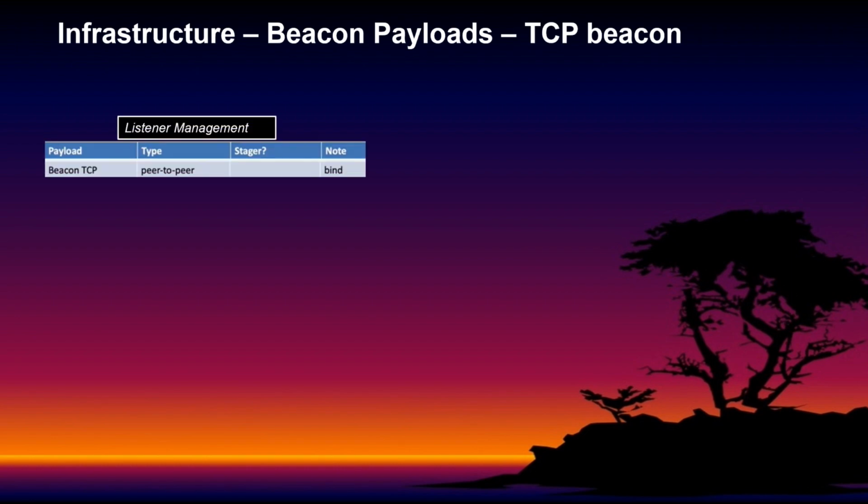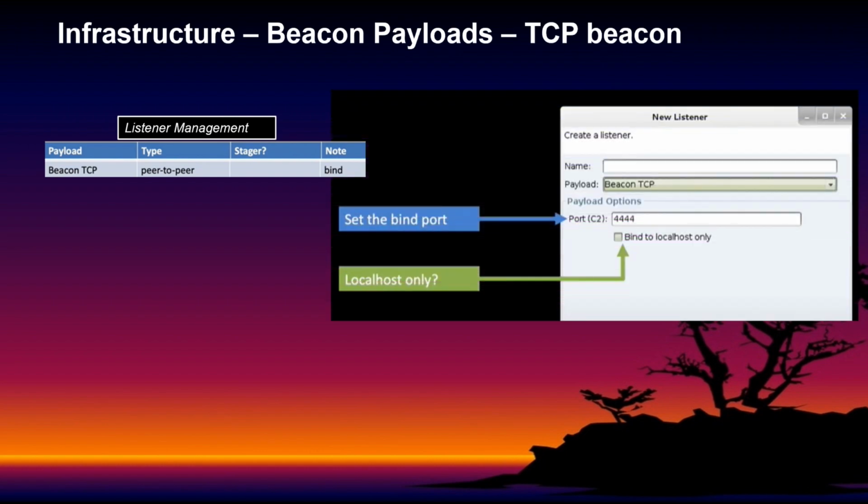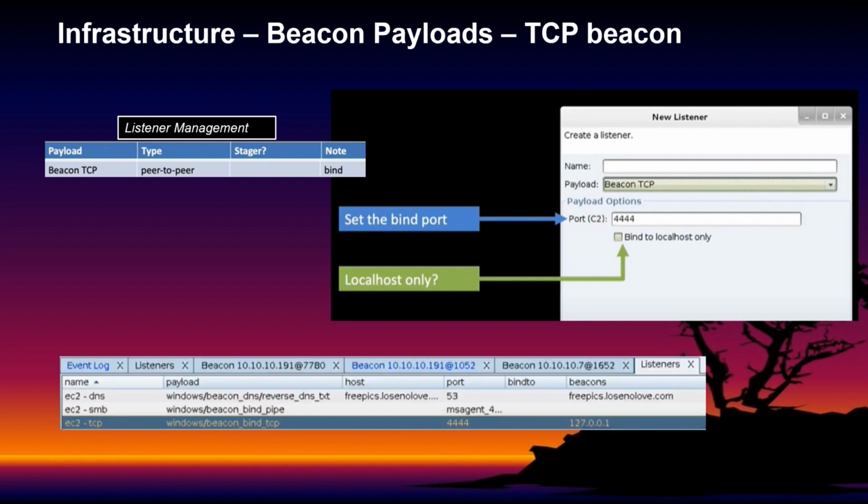Moving to the beacon payload TCP type. So raw TCP is a bind style listener and can also be used for chaining beacons. As you can see here, it's peer-to-peer, so it's very similar to the SMB beacon, as it can be controlled by a parent beacon, that can be a TCP beacon, an SMB beacon, or any of the ingress beacons.